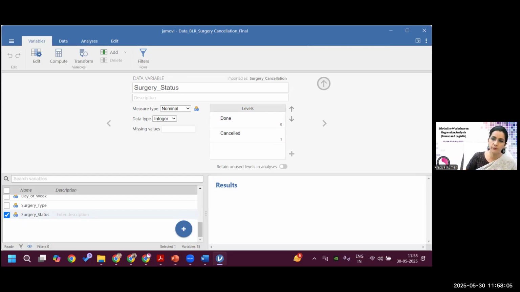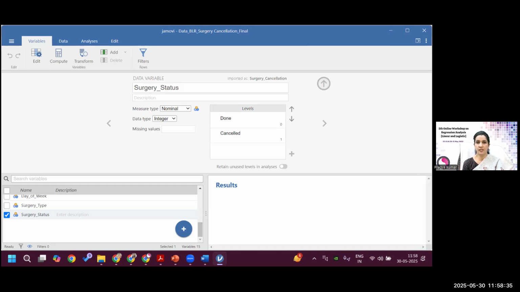Which is having how many levels? Yes, all of you please write in the chat box. My dependent variable is having how many levels? 2. Yes, because if the dependent variable has more than 2, then the choice of logistic will be either ordinal or multinomial. That's why it is important to see how many levels of the dependent variable there are in this regression.